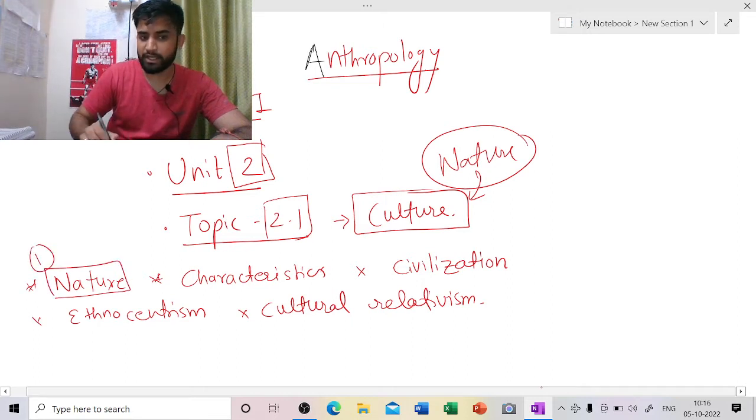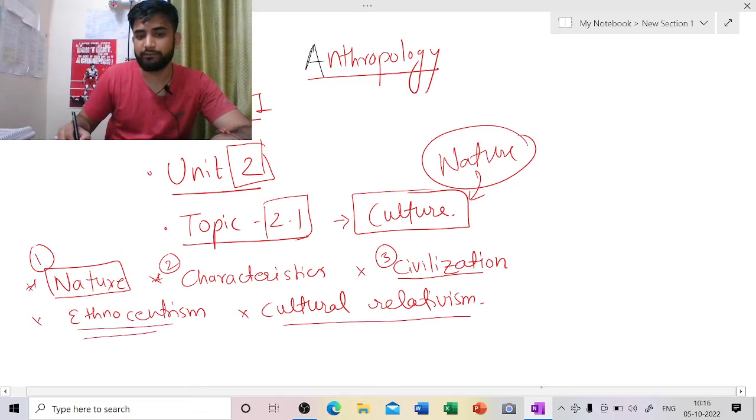The first one is the nature of culture. Second is characteristics of culture. Third, we are going to deal with civilization and what it is, how it is related to culture, and so on. Fourth topic is ethnocentrism, and fifth topic is cultural relativism.